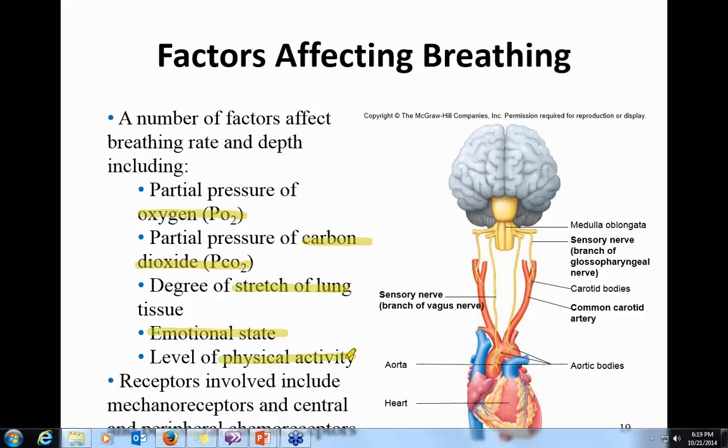Now all this is measured by a couple different types of receptors. You have mechanoreceptors. These are going to be measuring stretch of the lung. Whereas the chemoreceptors down here are going to be monitoring chemicals like your oxygen and carbon dioxide levels, and also your pH. Remember, carbon dioxide and pH are closely related.